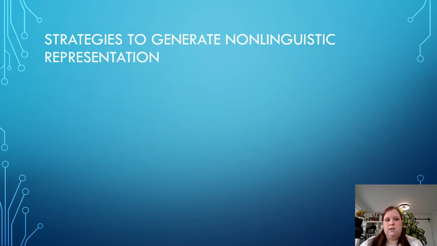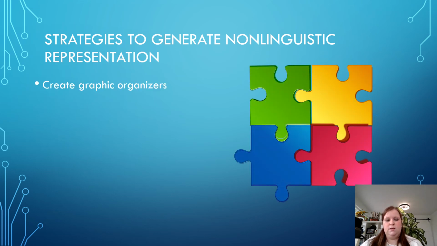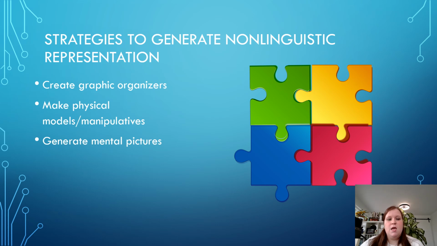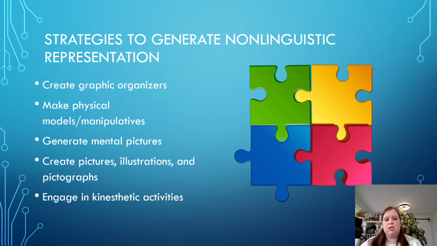There are several strategies used to generate non-linguistic representation. The first one is create graphic organizers. Next, make physical models, manipulatives, generate mental pictures, create pictures, illustrations, and pictographs, and engage in kinesthetic activities. Today we're going to be looking at each one of these and examples of them as well.